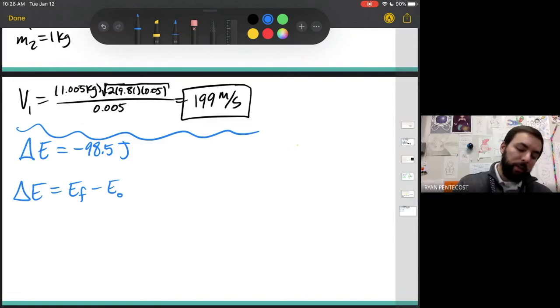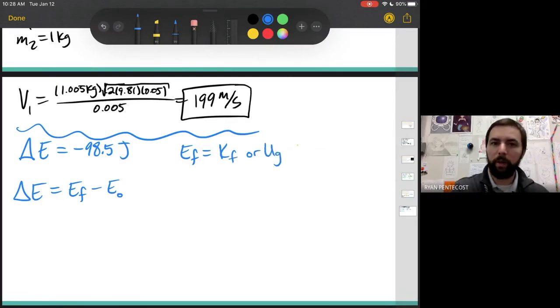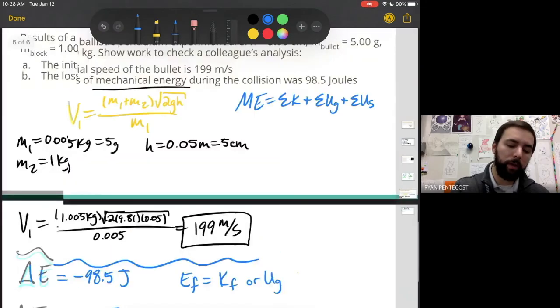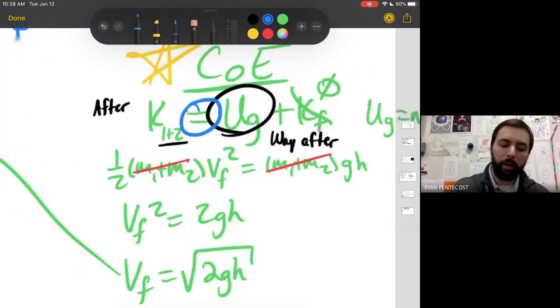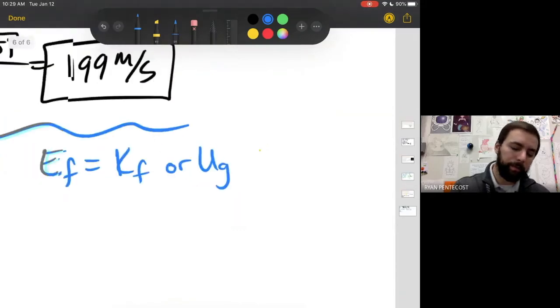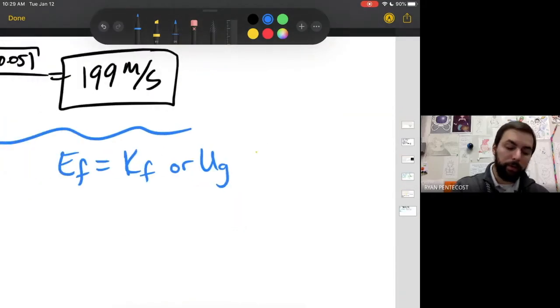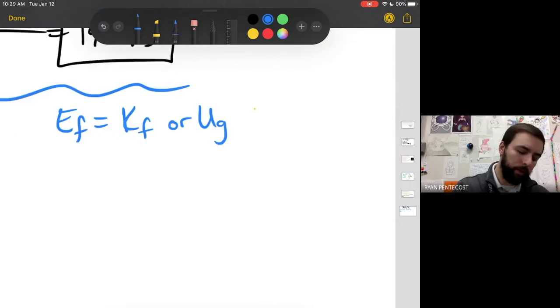So let's see, what is the final energy? Well, the final energy is going to be actually the tougher one to find, right? Energy final. If we want to know the energy after the collision, we can either look at the kinetic energy after the collision, or we can look at the gravitational potential energy after the collision, because we already showed that those two must be equal to each other. We did that already. Now, you can choose either or. I'll actually solve both for you real quick just to show that they are going to be equal.